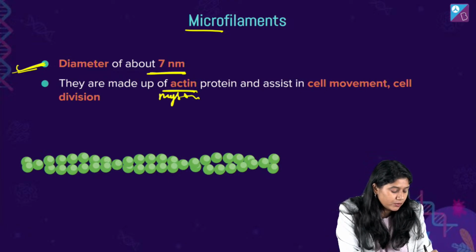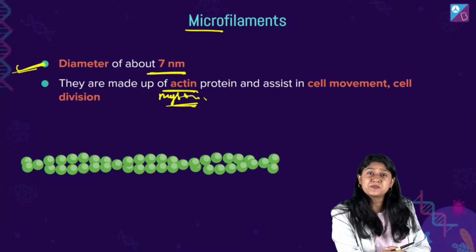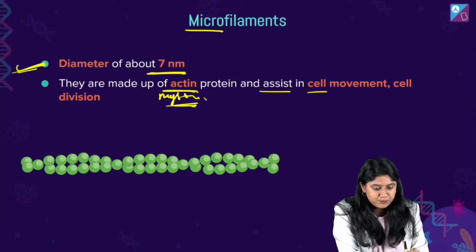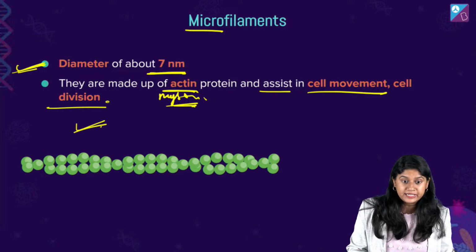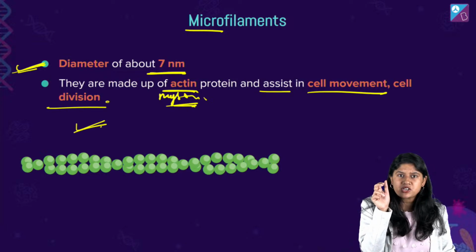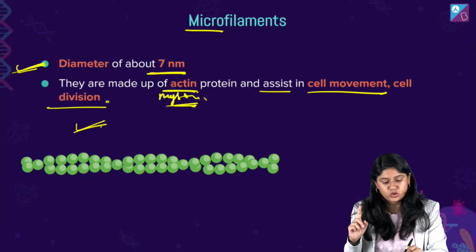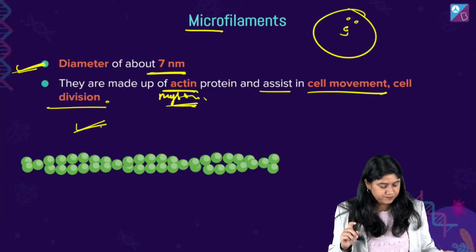So note this down, everyone. Actin and myosin protein, and they play a very important role in cell movement and cell division. Clear? This is a very small piece of information, but questions can come on it. So we will remember it as it is.